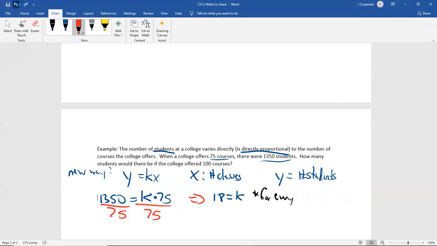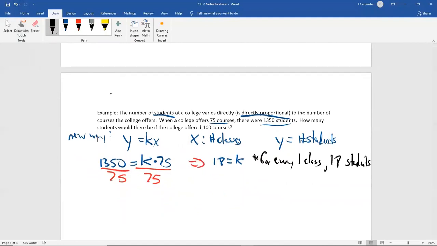So let's get it right now. It really should have been for every one class, because it's for every one of the X value. That's the way it works. For every one of the X, there's K of the Y. So for every one class, there's 18 students enrolled. That makes a lot more sense intrinsically. So our equation is now no longer y equals kx. It is now and forever, ever, ever for this problem, y equals 18x. The K is 18. That is fixed.